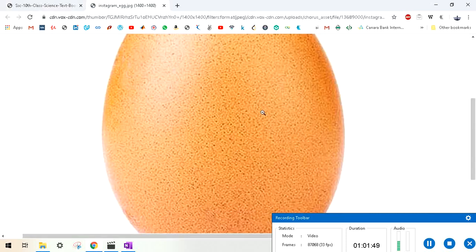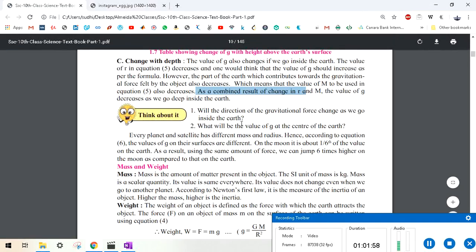So basically if you are inside the earth, your r is changed, it is confirmed, but m is also changing because you are inside the earth and the mass is distributed, right? And because of the combined effect, the value of g decreases as we go deep inside the earth. So you must remember this.